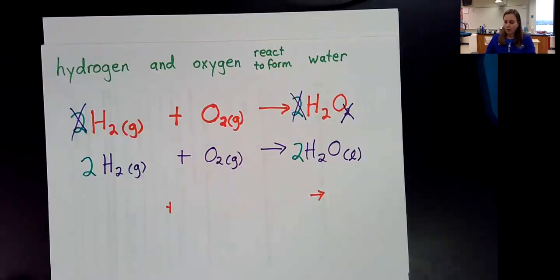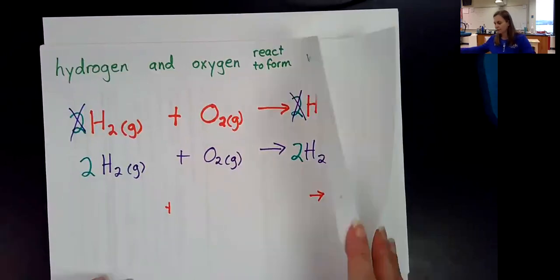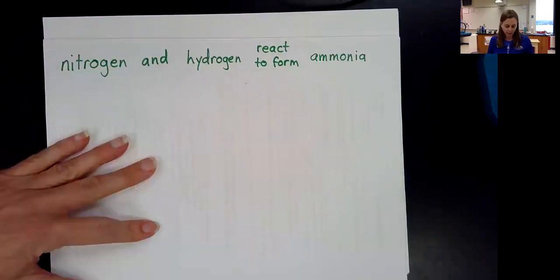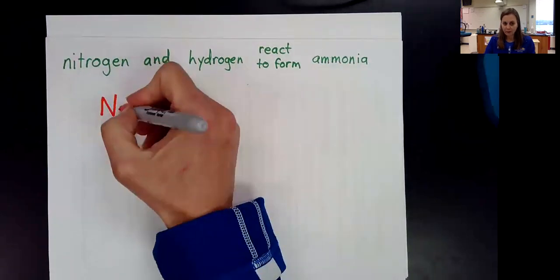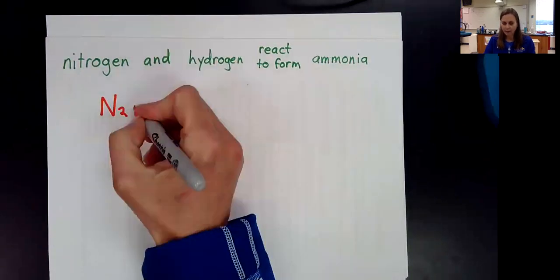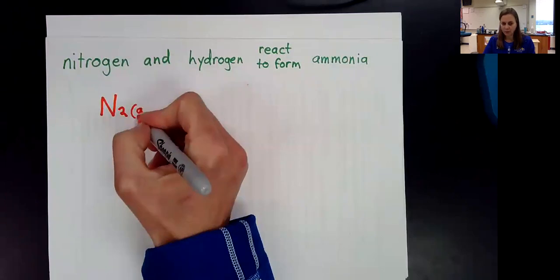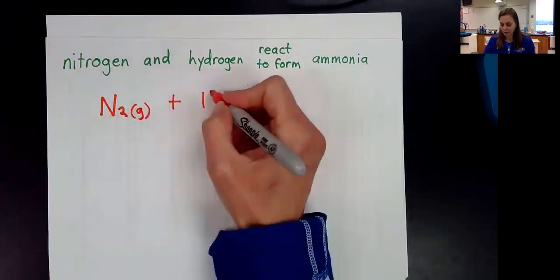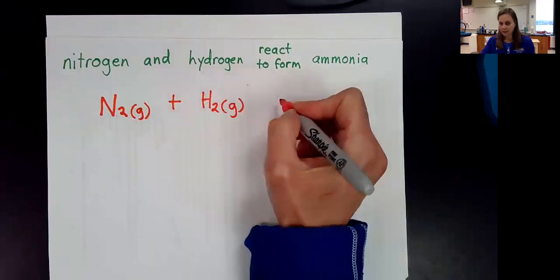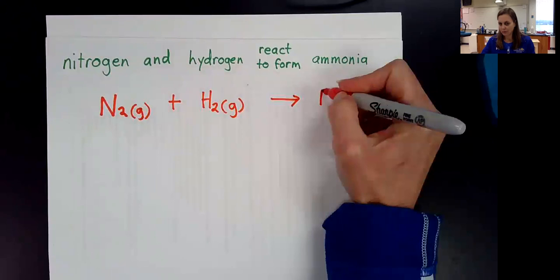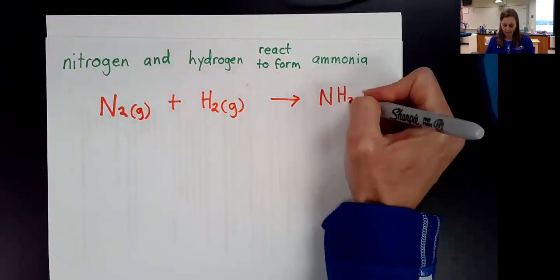Okay. One last practice problem. We're going to have nitrogen and hydrogen reacting to form ammonia. So nitrogen, again, is one of our diatomic molecules, so we're going to write N2. This one also is a gas at room temperature. And hydrogen, so H2, still a gas at room temperature, react to form ammonia, which is NH3 and is also a gas at room temperature.